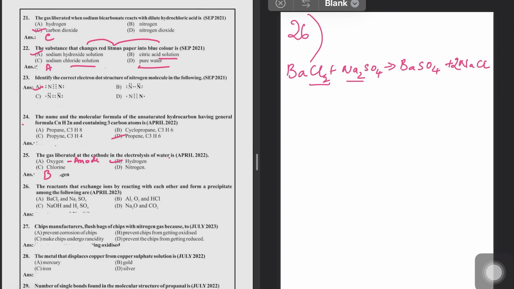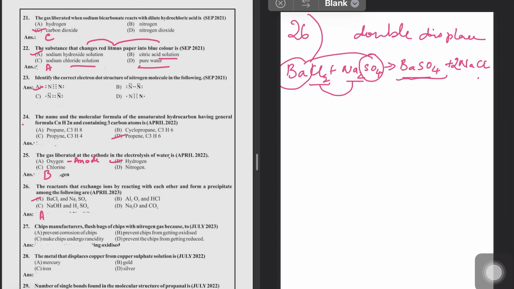We can observe here barium and sulfate have formed barium sulfate. Sodium and chloride have formed sodium chloride. It is called a double displacement reaction. Along with that, the displacement has happened and even the precipitate is formed. Hence the correct answer is option A.